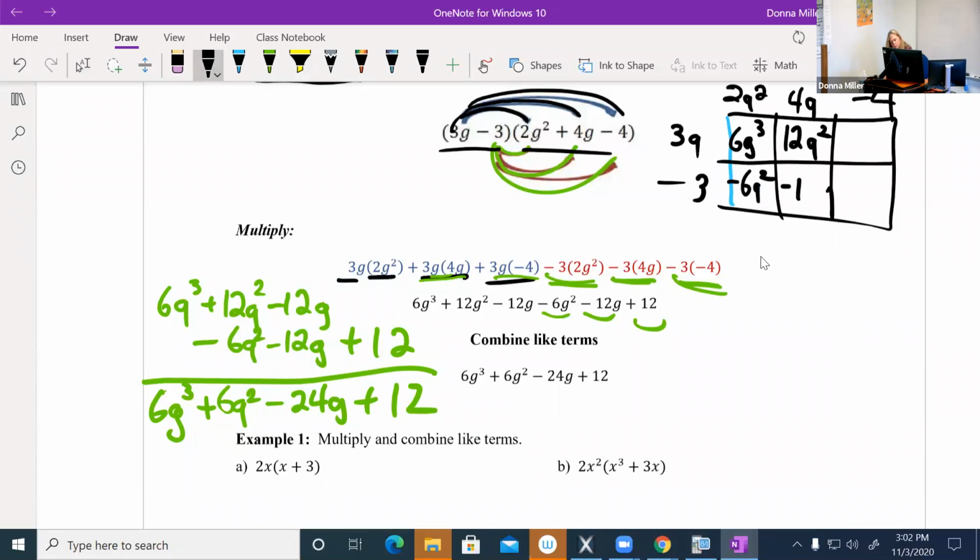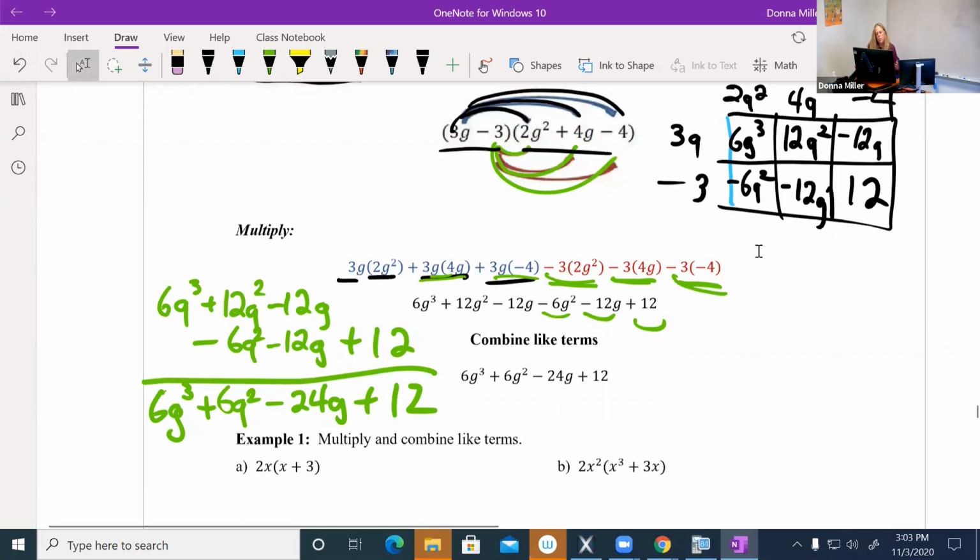4g times negative 3, that's going to be negative 12g. 3g times negative 4 is negative 12g. And negative times negative is positive 12. All right. So this gives me all the same terms. And then I just add up like terms.